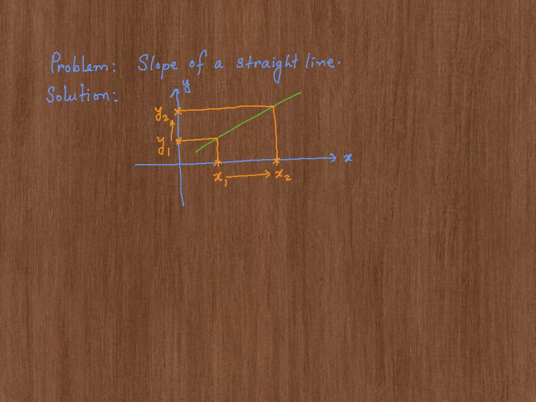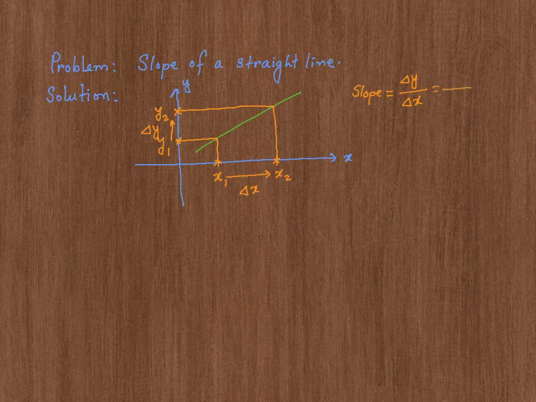Okay, so slope, we define it to be change in y divided by change in x. Change in y we denote by delta y. Change in x we denote by delta x. So this horizontal change is going to be delta x. This vertical change is going to be delta y.